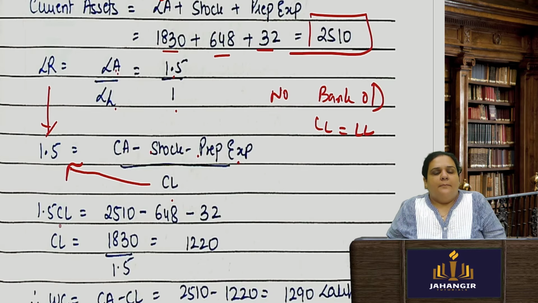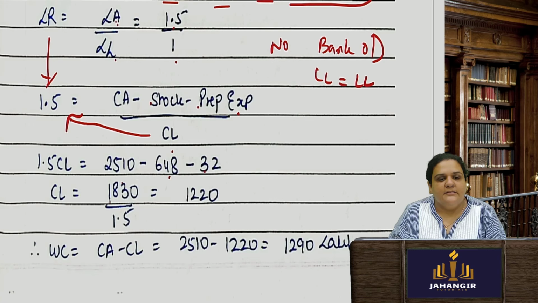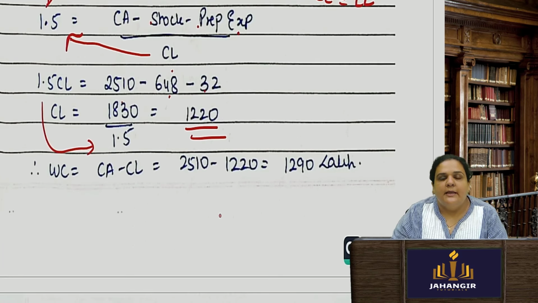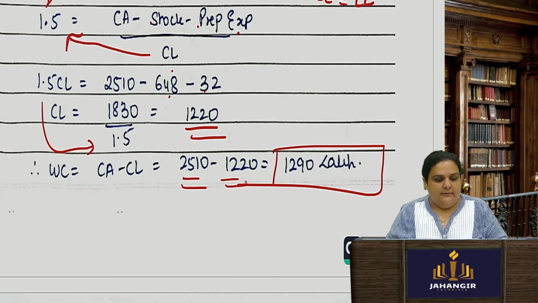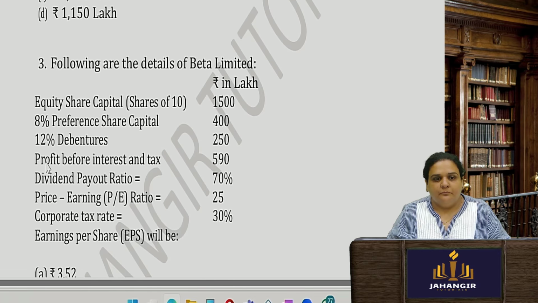Right? So 1.5 into current liabilities will be 2510 we found out minus 648 minus 32. So 1830 divided by 1.5, 1220 will be your current liabilities. So working capital, current assets minus current liabilities, 1290 lakh. You all can practice this sum again as homework. Okay.